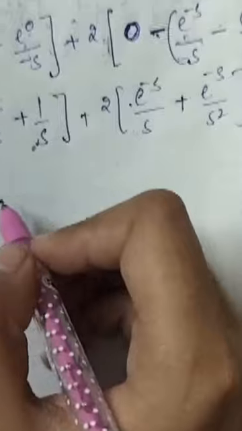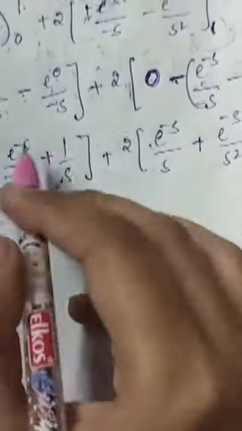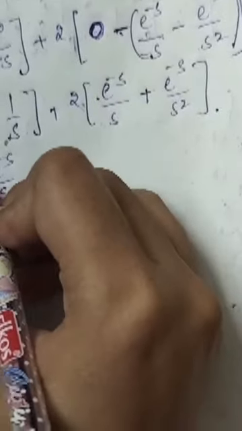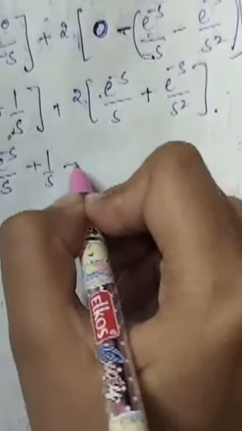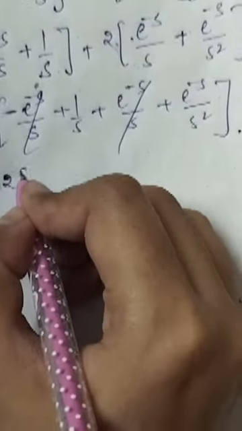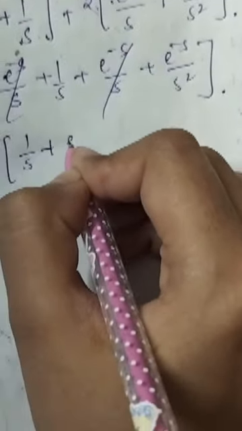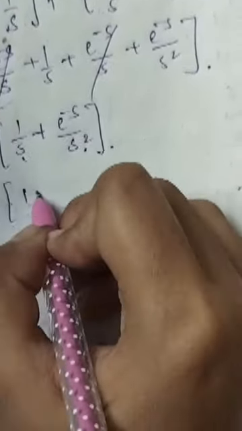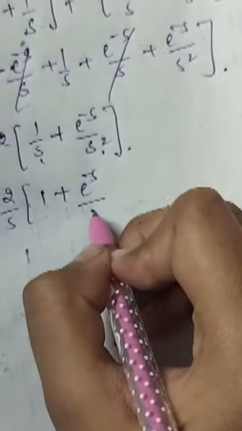So what we do is we will be taking 2 common, then e power minus s by s here, minus plus 1 by s, plus e power minus s by s, plus e power minus s by s square, right? So plus minus gets cancelled. What remained, we'll write 1 by s plus e power minus s by s square. Now from these both I will be taking s common, so at last and final we get e power minus s by s. So this is our answer.